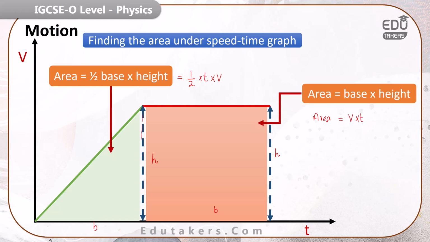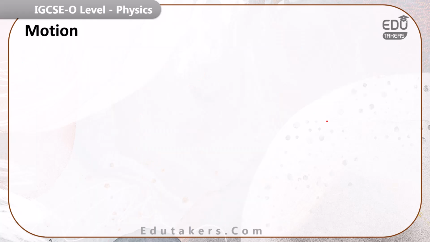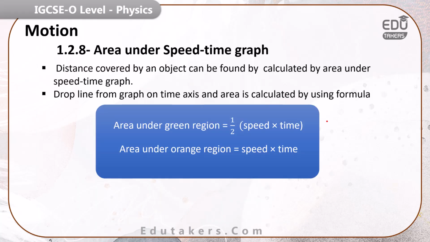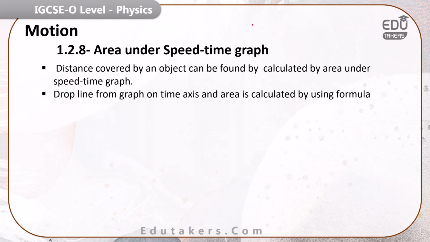So which quantity do you obtain when you find the area under the speed time graph? Let's see this. Here you can see when I find the area, it comes to be V multiplied by T, where V is the speed and T is time. And you know that speed is equal to distance divided by time. When you divide the distance by time, you get the speed. So if I rearrange this equation, V multiplied by time would be equal to distance.